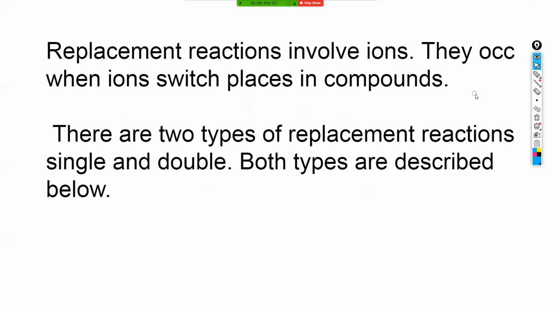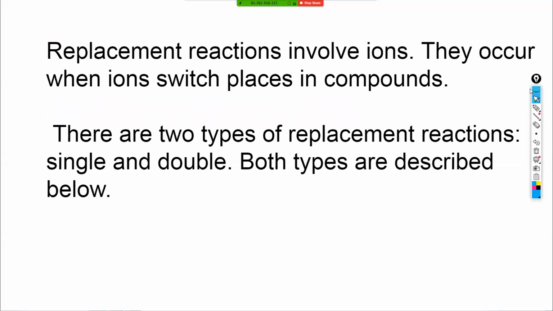Decomposition. Okay. Replacements are the harder ones to identify. Okay, here you have things that are going to switch. Replacement reactions involve ions. They occur when ions switch places in the compounds. So you think of square dancing and you switch partners. That's what they're doing here. You're going to either see one thing flip partners or you're going to see two exchange. And I'll show you a couple examples.